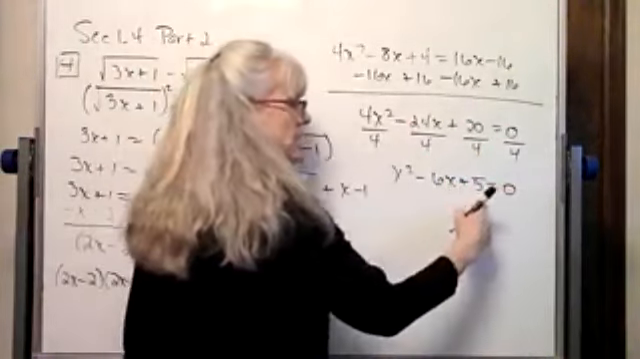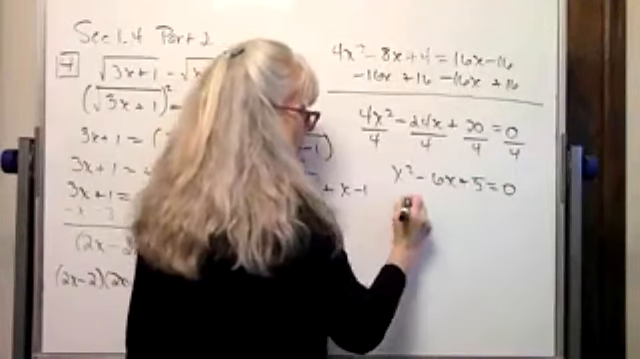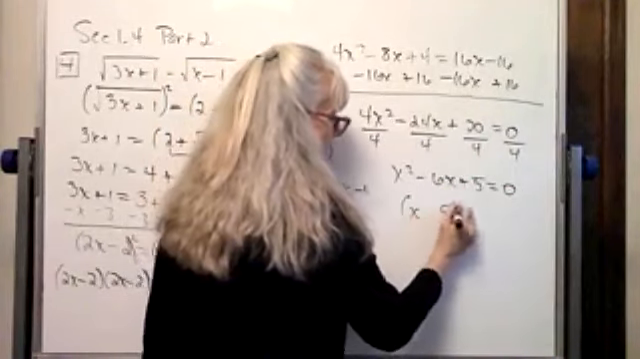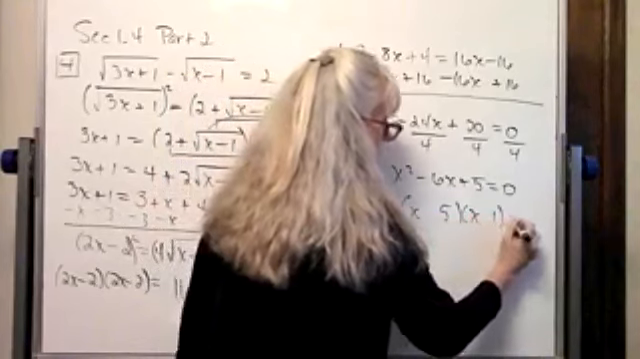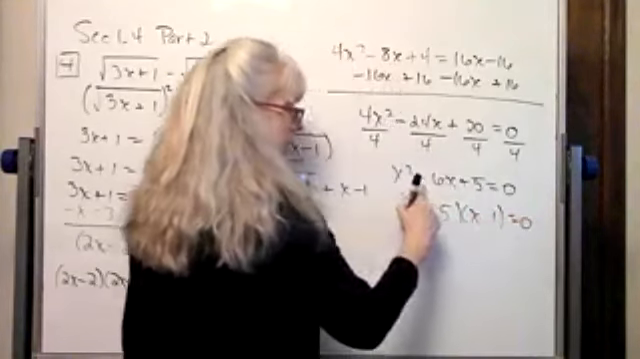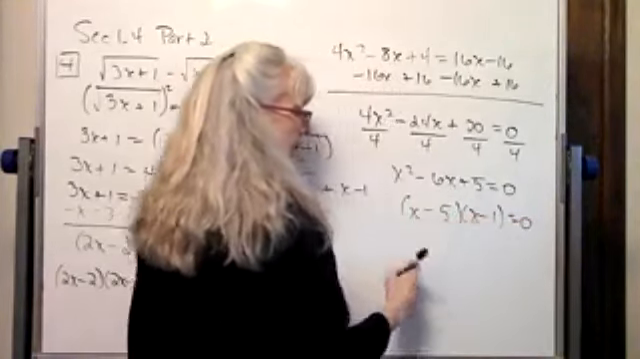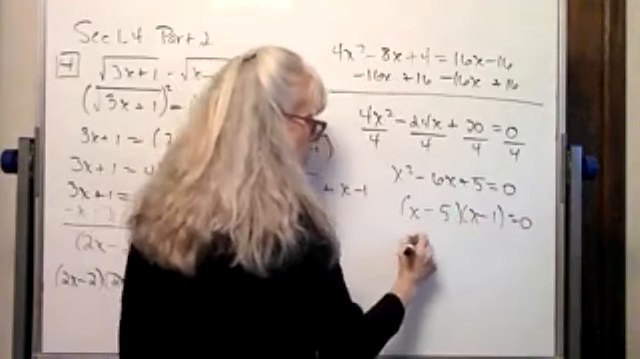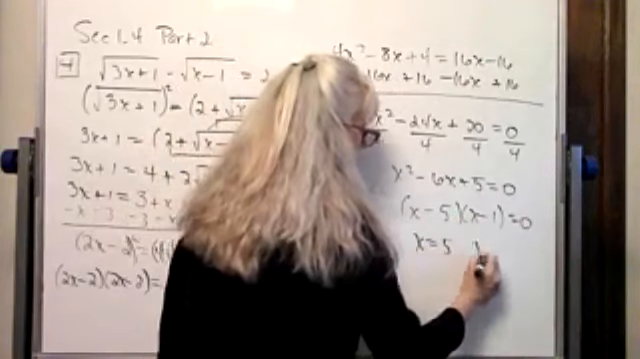And the factors of 5 that add to 6 are 5 and 1. So I'll have x with a 5 and x with a 1. And again, because we're adding, they both are going to take that minus sign and we're going to add to the negative 6. Solving each of these, you're going to get x equals 5 and x equals 1.